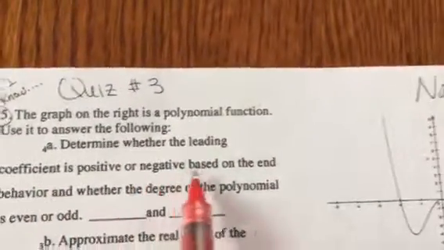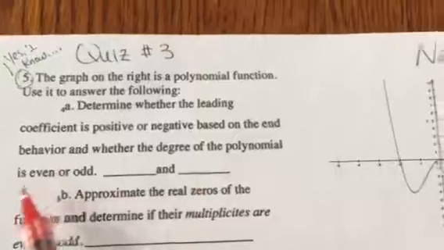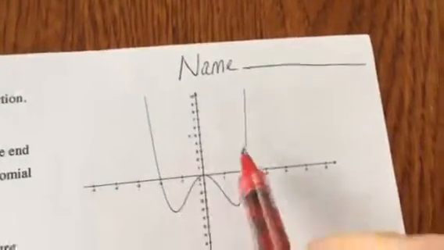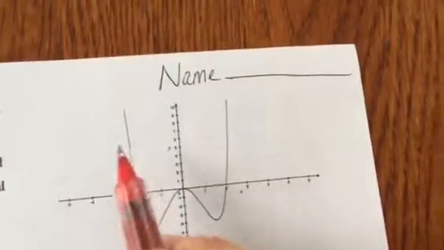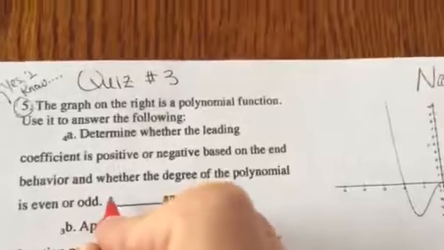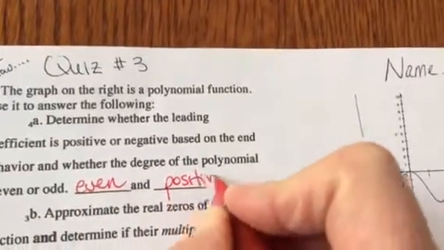Okay. It says, determine whether the leading coefficient is positive or negative based on the end behavior. Okay, and, excuse me, I didn't finish that, if the degree is even or odd. Well, do you see how both sides are pointing up? That tells me it has to be even, okay? Remember, if it's even, they either both point up or they both point down. They do the same thing. So it has to be even, and since they're both pointing up, it has to be positive.